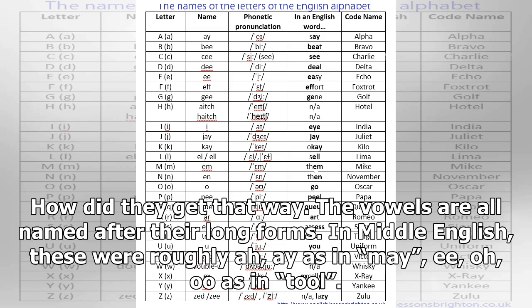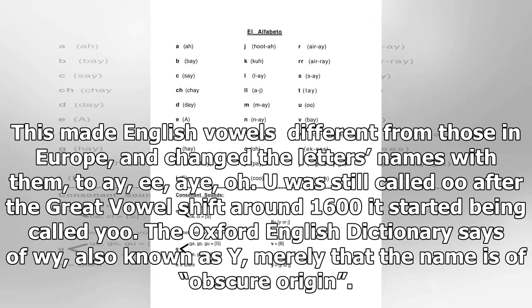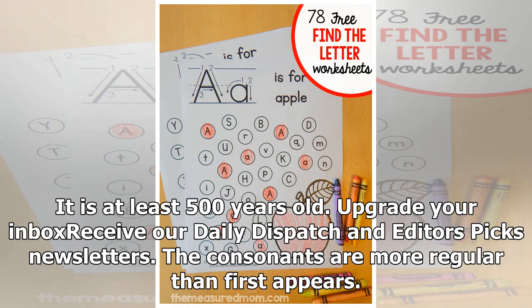The vowels are all named after their long forms. In Middle English, these were roughly A as in May, O as in tool. But the Great Vowel Shift scrambled the long vowels of English over several centuries, starting roughly in 1400. This made English vowels different from those in Europe, and changed the letters' names with them. U was still called "oo" after the Great Vowel Shift. Around 1600 it started being called U.